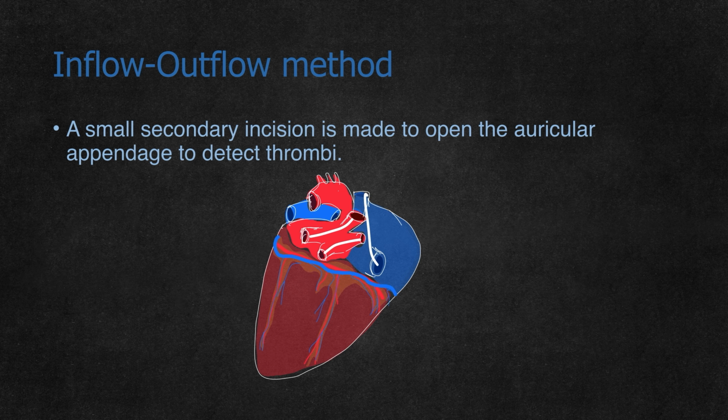Then a second, small secondary incision is made to open the right auricular appendage to detect the embolus. So between the superior and inferior vena cava, the right atrium is separated and examined for thrombi.